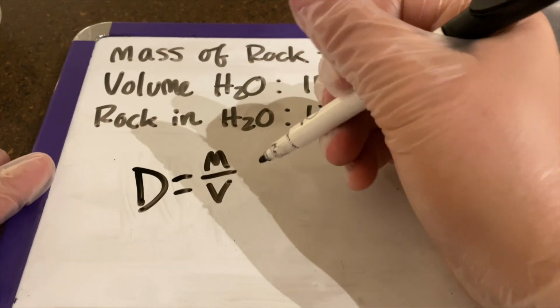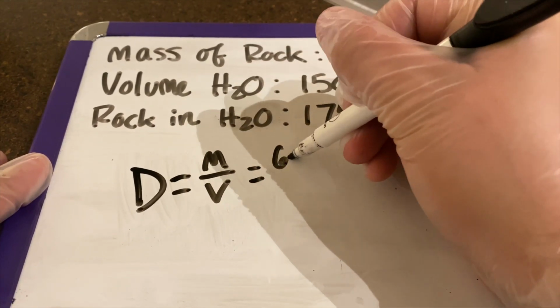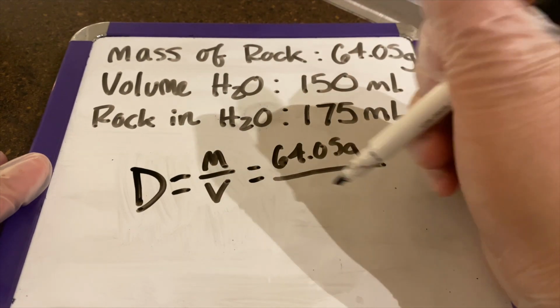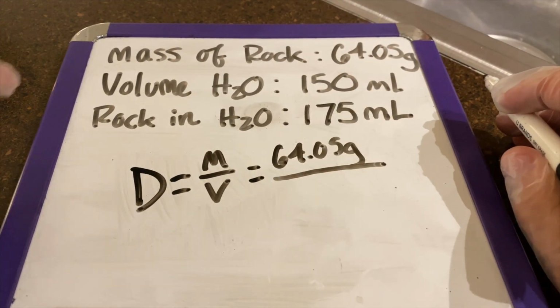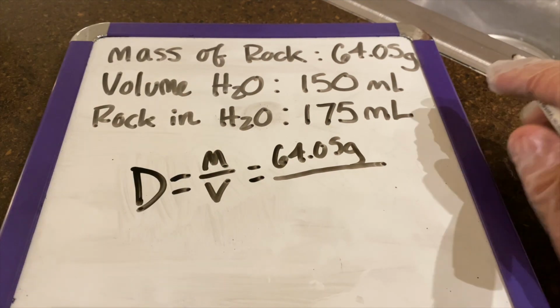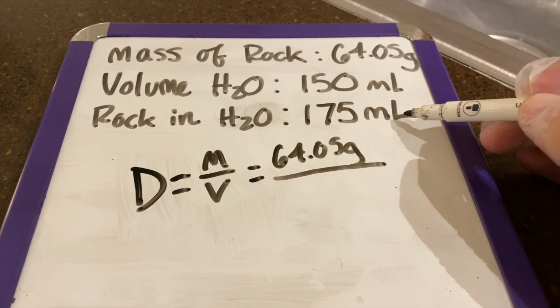So we already have the mass, and that would be 64.05 grams. And we're dividing it by the volume. So we have the volume of the rock in the water, and that'll be 175 milliliters.